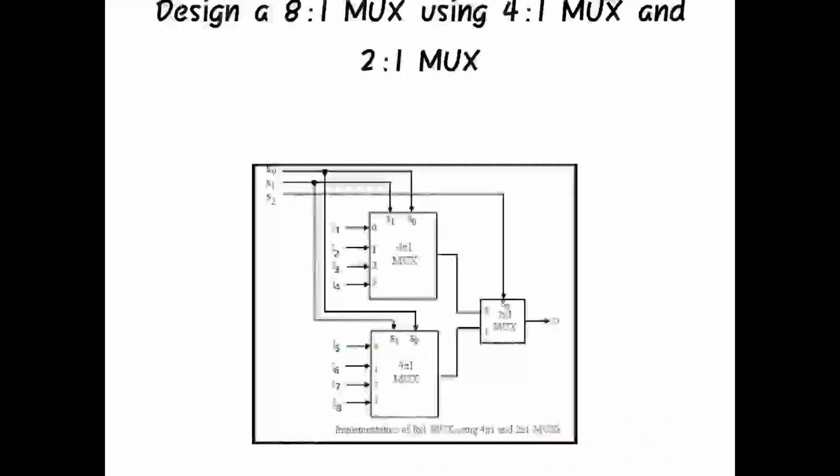Next, design of an 8:1 multiplexer using 4:1 multiplexers and a 2:1 multiplexer. Consider now two 4:1 multiplexers. For each 4:1 multiplexer, how many inputs will we have? Definitely 4 inputs. That is I1, I2, I3, I4, I5, I6, I7, I8. Then how many select inputs will we have? S1 and S0, which is connected to both the multiplexers. These two outputs are connected to a single 2:1 multiplexer. So for this 2:1 multiplexer, we have got the output from the 4:1 multiplexers and a select input. So we'll be getting one single output.